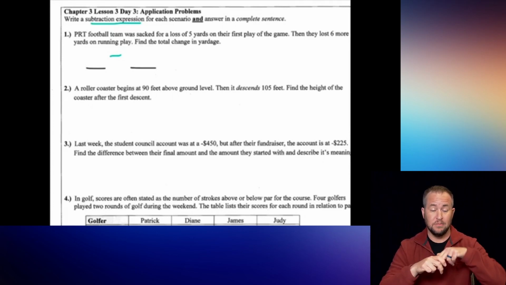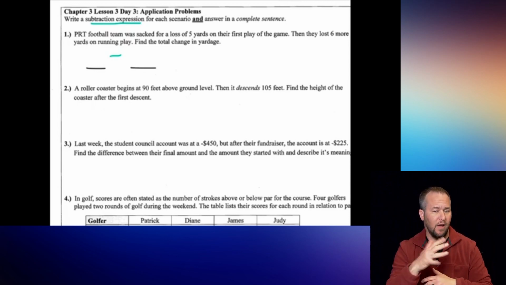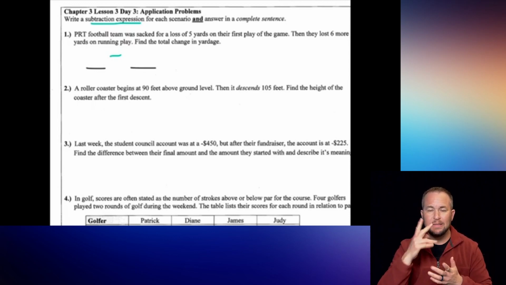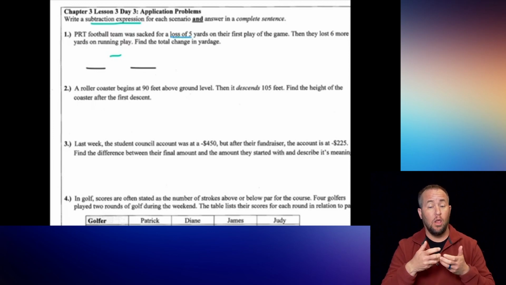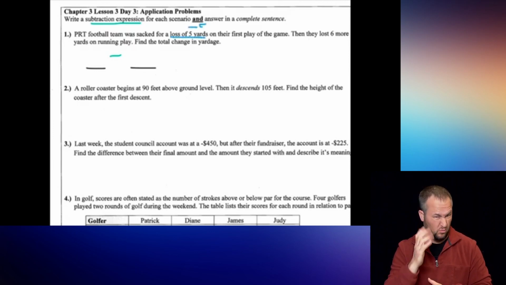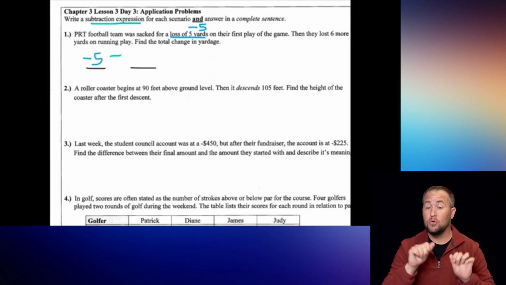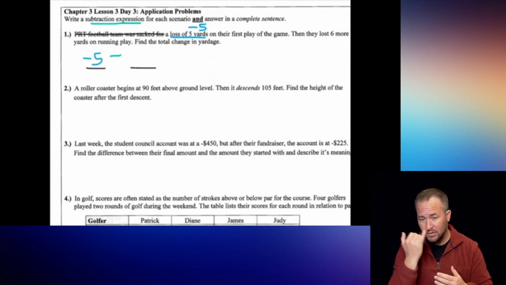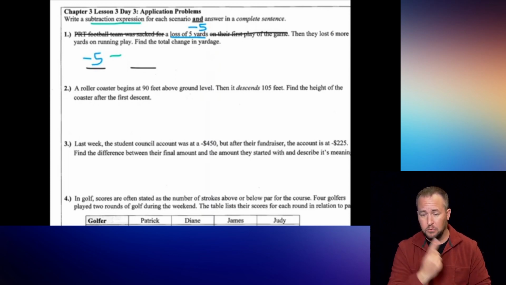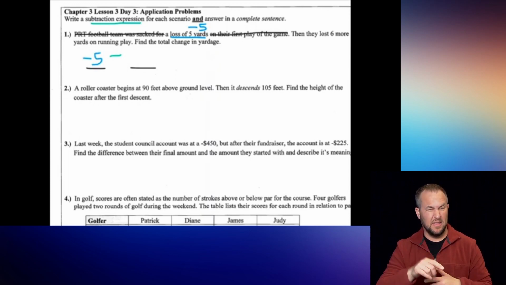So remember, we dissect these word problems because we don't like seeing word problems. Instead, we want to see the numbers. So the football team was sacked for a loss of 5 yards, right? We know that that's like a -5. So I'm going to start right there, -5. Remember, you can get rid of all of the other information if you would like, because it's pretty much unnecessary, right? Okay, now this is when it gets a little confusing, so make sure that you're staying with me.